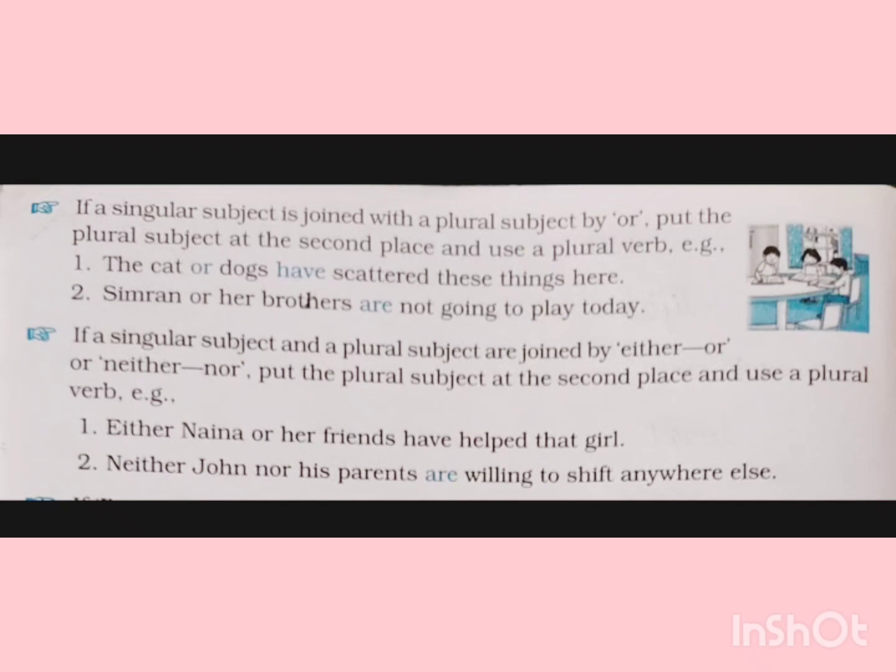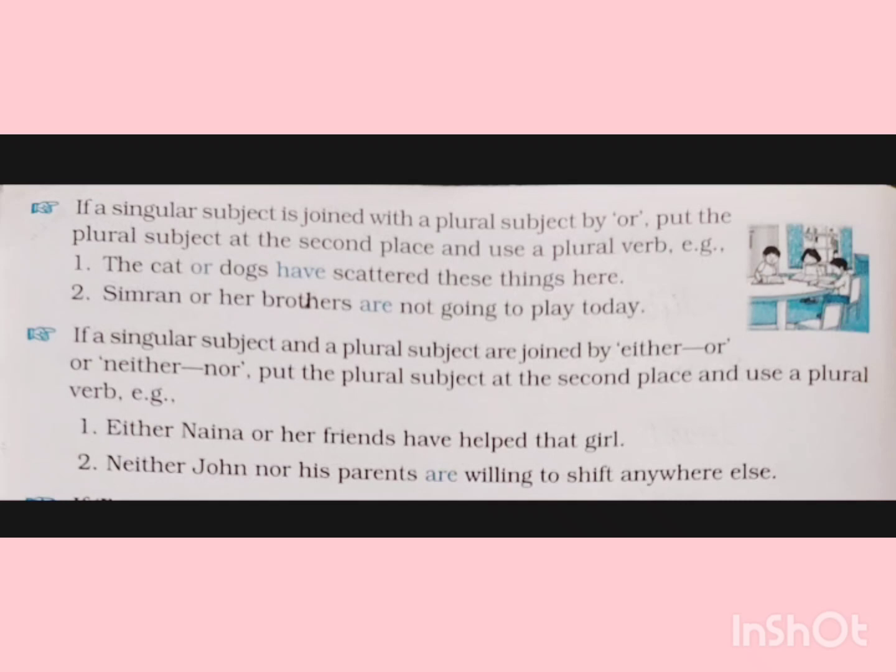If a singular subject and a plural subject are joined by either/or or neither/nor, put the plural subject at the second place and use the plural verb. In this case also, beta, if one singular subject is there and another is plural subject and it is joined by either/or or neither/nor, then the verb which we will use will be the plural verb. Okay, see the first example: either Nana or her friends have helped the girl.